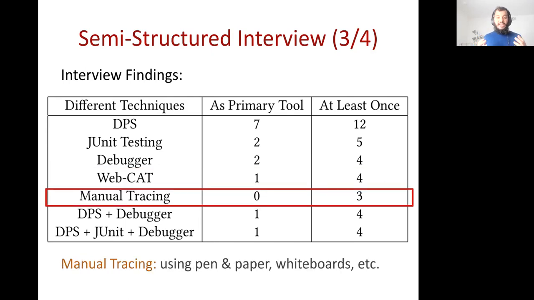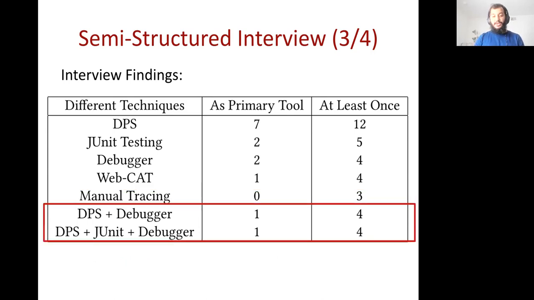Finally, some of our interviewees used manual tracing with pen and paper and whiteboard. Since we don't have any ways of measuring this technique in our case, we focused on the other 4 techniques for our research. We also found a fair number of our interviewees used a combination of multiple techniques, both occasionally and as their primary bug investigation tool.